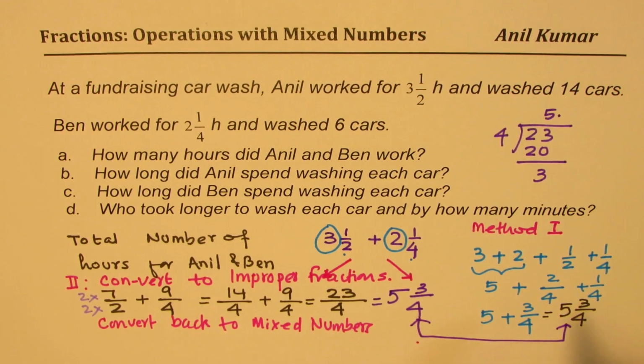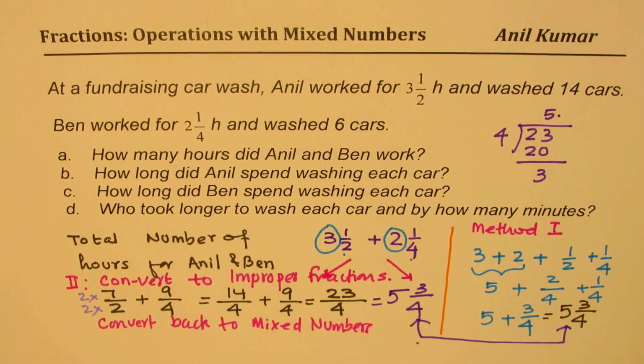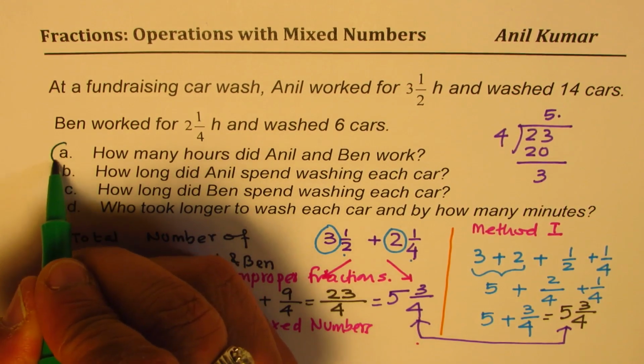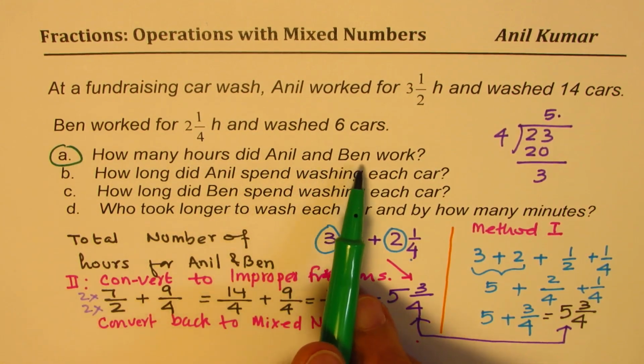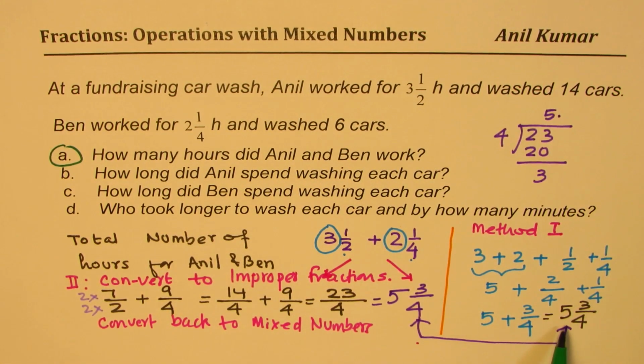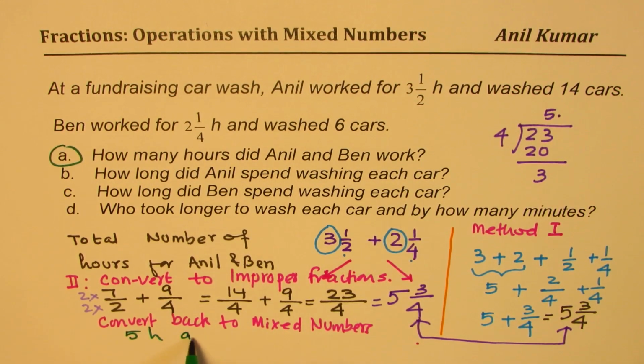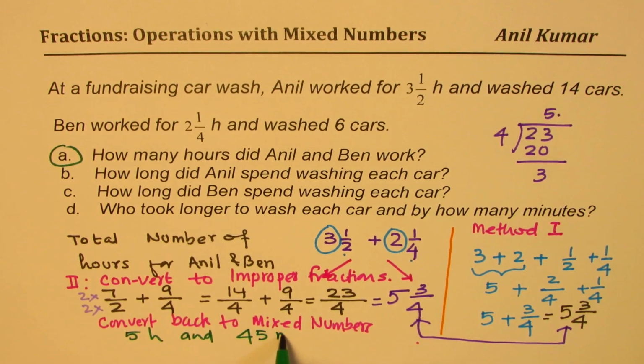Do you see that? So these are the two methods which you could use to add fractions which involve mixed numbers and improper fractions. Is that clear to you? Perfect. So for part A, which is how many hours did Anil and Ben work together? They work for nearly 6 hours, quarter of an hour less than 6 hours, 5 hours, 3/4, right? That means 5 hours and 45 minutes, right? So if you're converting to minutes, remember it is 5 hours and 45 minutes.